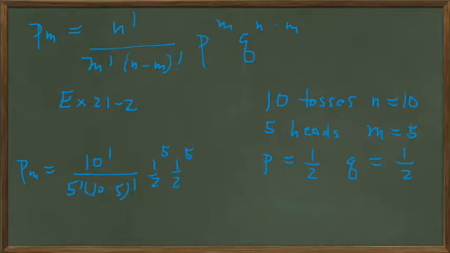If we write that in a form where it's easier to simplify, let's write 10 factorial as 10 times 9 times 8 times 7 times 6, and then times 5, 4, 3, 2, 1, but let's write that as 5 factorial. And then in the denominator we've got two 5 factorials. Let's write one of them like that, and the other one like this. And we've got 1/2 to the 5th times 1/2 to the 5th, which gives us 1/2 to the 10th.